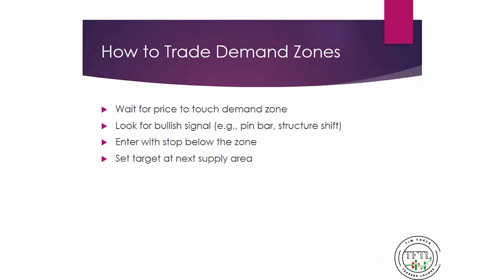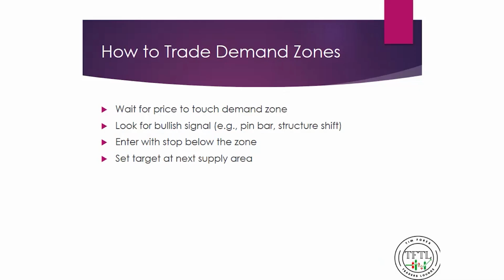So when you're talking about the demand zones, it is important to understand how to trade them. You wait for the price to touch the demand zone. You look for a bullish signal, e.g., pin bars, structure shift, or maybe change of character. Then you enter with stops below the zone, and then you set your target at the next supply level.